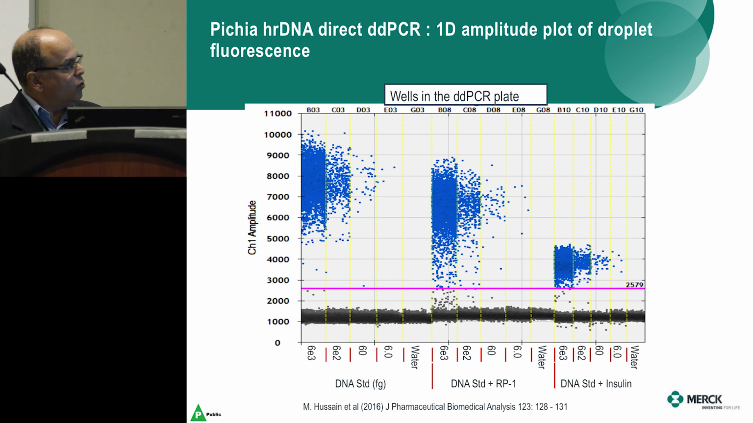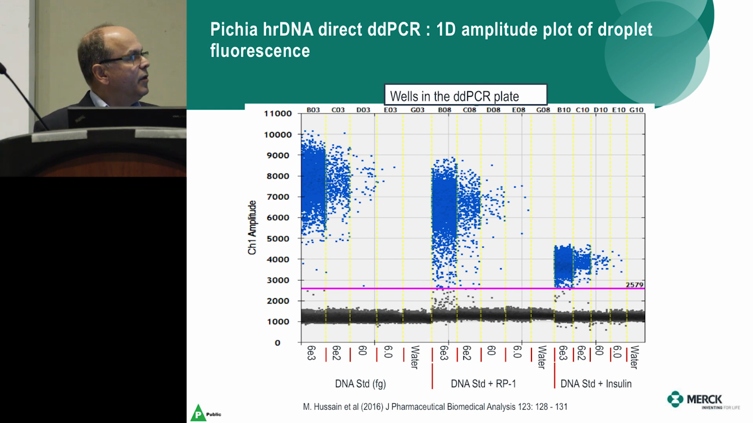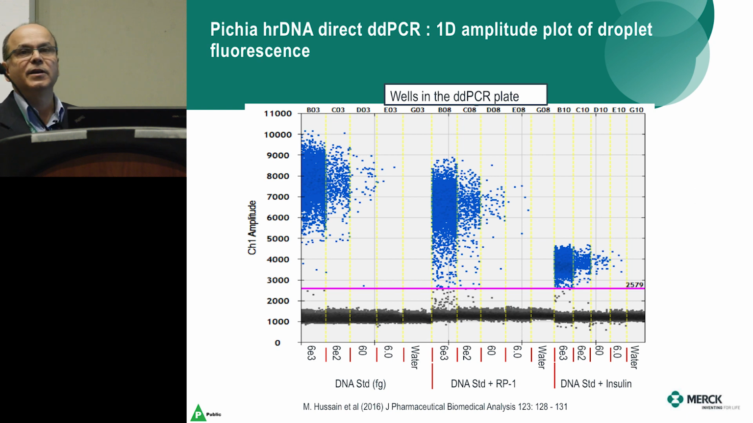And the water means there is an NTC, no template there. So you get a serially reduced number of positive droplets and increased negative droplets. The determination of your target DNA is based on this distribution of positive and negative droplets, irrespective of standard.